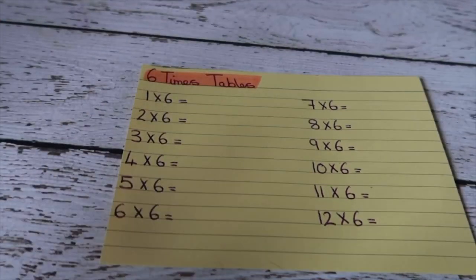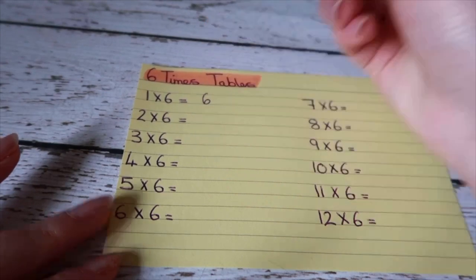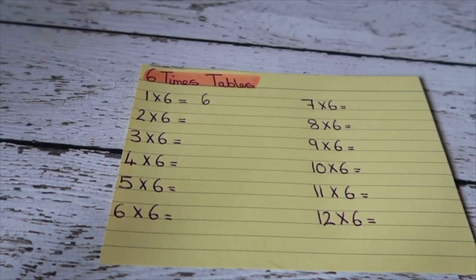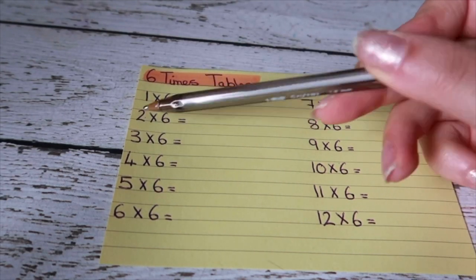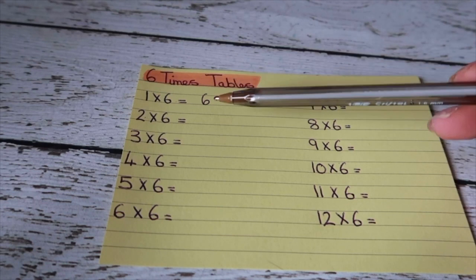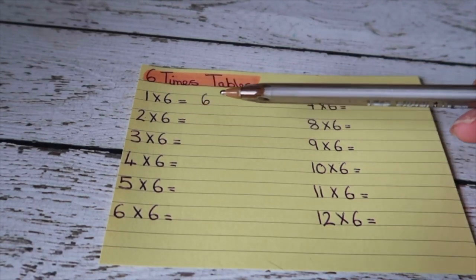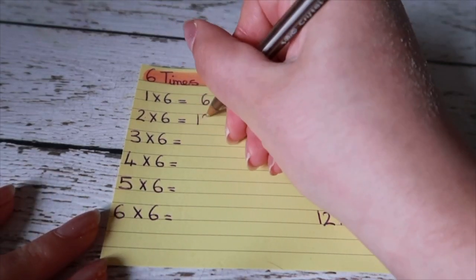So we're going to start with 1 times 6. So 1 times 6 is equal to 6, obviously. Okay, if we have a look at 2 times 6 next, you know that 1 times 6 is equal to 6. If you double 1, it's 2, and the 6 stays the same. Double 6 is 12. Therefore, 2 times 6 is equal to 12.